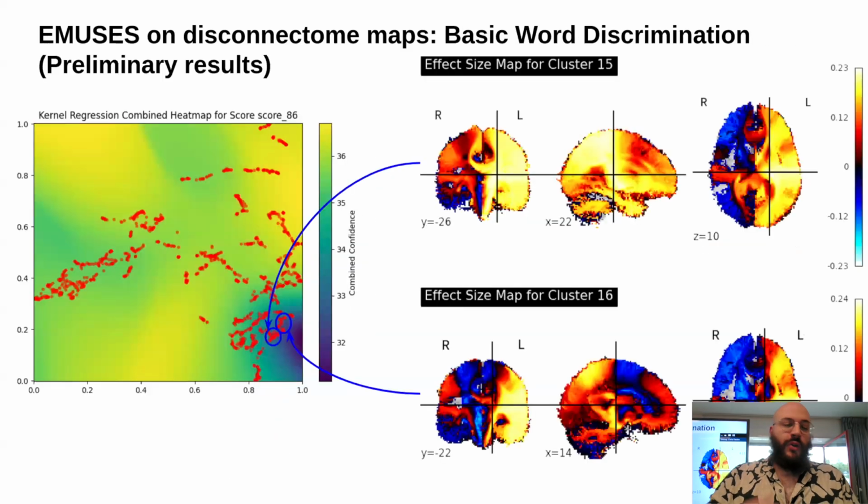So if we do it with the disconnectomes, we can retrieve the clusters. So that was just an example. For the basic word discrimination, we get, so these ones are a little bit unspecific. I improved the method a lot since I made this, but I didn't rerun this specific example. I tried to run it yesterday, but it was a little bit too long on my laptop.